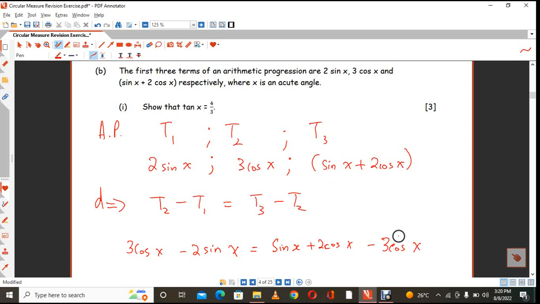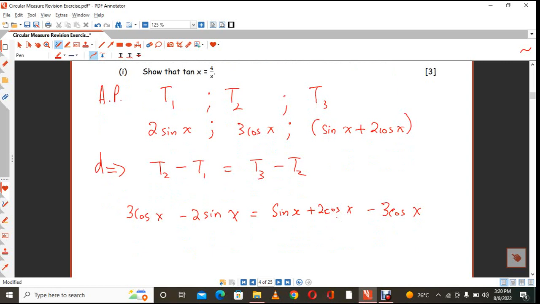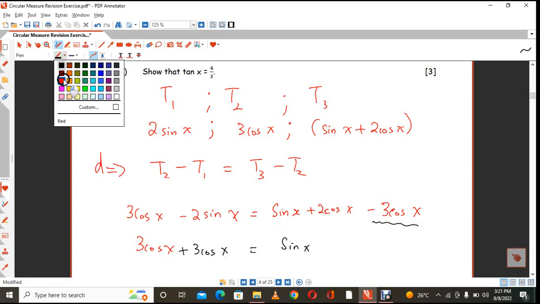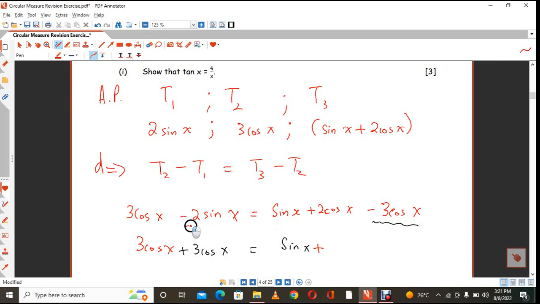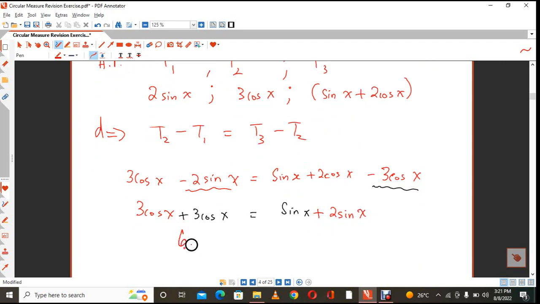Eventually we'll have to collect like terms. So I'm going to have the 3 cos x here, and I'm going to add 3 cos x over there. Here I have sin x, so I am also going to bring the other one over by adding 2 sin x. Eventually, this is going to give me 6 cos x equals 3 sin x.